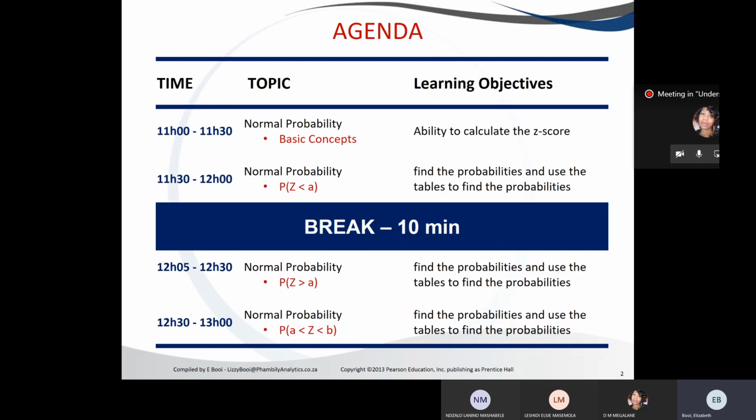Okay, so I had this planned out yesterday before the crisis. I was planning to start at 11 and finish at 1, but we will see how far we get, so that you get the best value out of the session as you prepare to go write your exams.